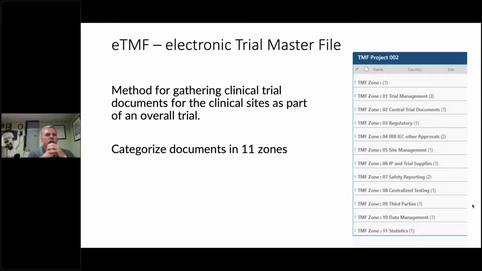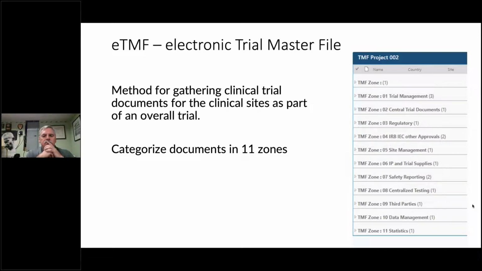So let me talk about each of the individual ones. The electronic trial master file is just a way of gathering clinical trial data. There are 11 different zones in it. It's a way of categorizing documents and data so that they're easily ready for you to do submissions to the FDA.